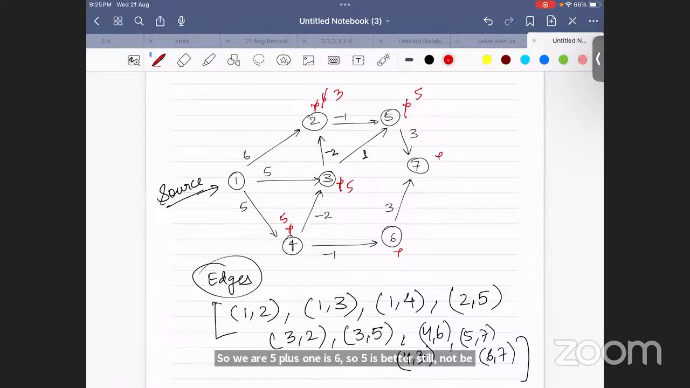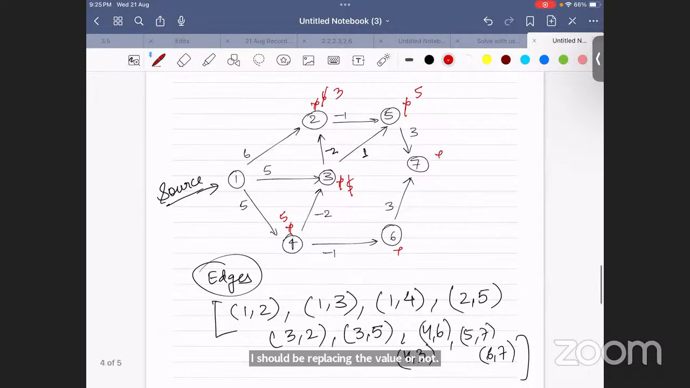Correct? The next one is 4, 3. Where is this 4, 3? Yeah, 4, 3. So I have weight 5 minus 2. So whether I'll be replacing or not, can somebody tell me? I should be replacing the value or not? Yeah, you should. I'll be replacing with what? 3, correct? Yes, sir.